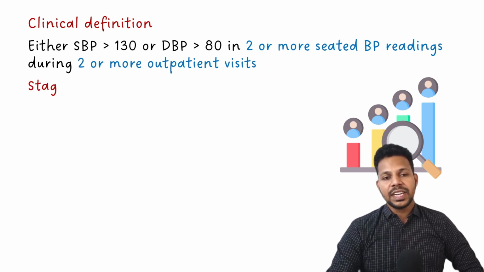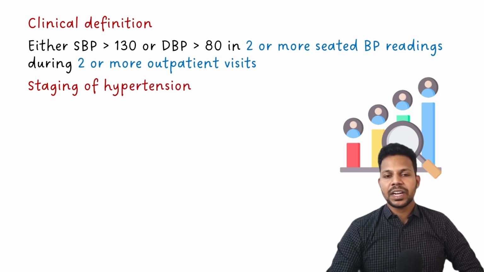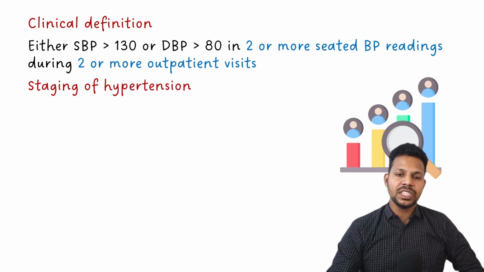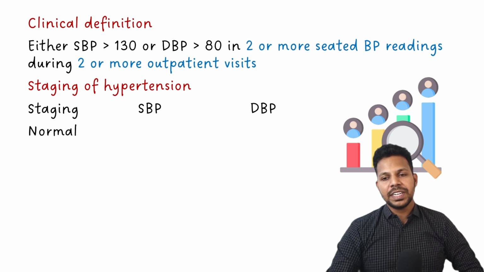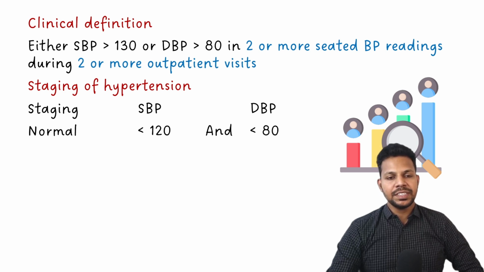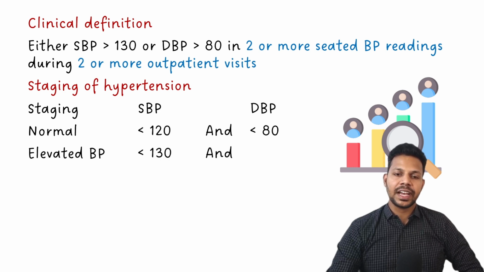Now let's look at the staging of hypertension. This is according to the American College of Cardiology or American Heart Association, where the staging goes as follows according to the systolic blood pressure and the diastolic blood pressure. The normal is less than 120 and less than 80. And elevated blood pressure is systolic less than 130 millimeters of mercury and diastolic again less than 80 millimeters of mercury.